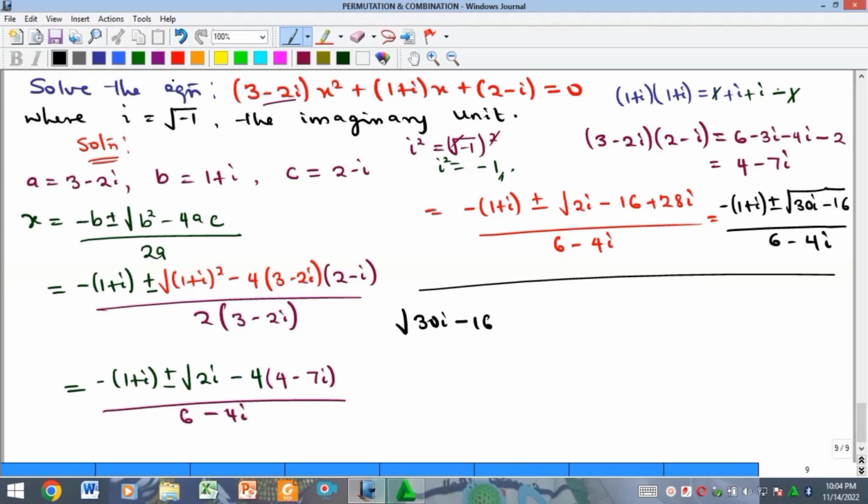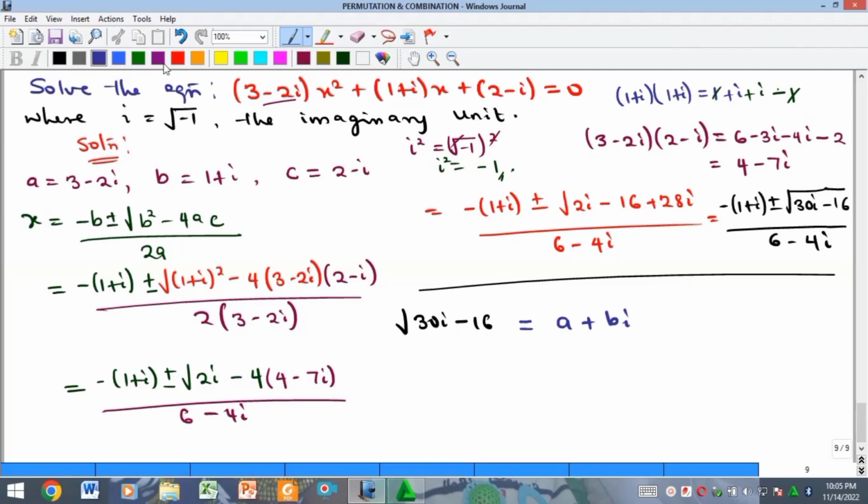We will simply equate this, because the square root is going to give us a complex number, which can be in this form, a plus bi. So our duty now is to solve this particular equation, get the value of a and b, put it into this place, and that is the square root we are looking for. So what do we do first?